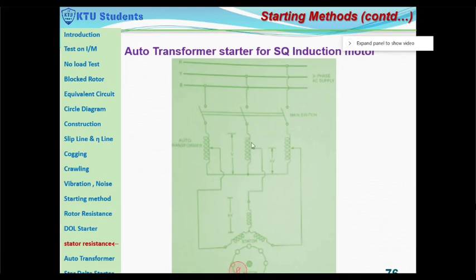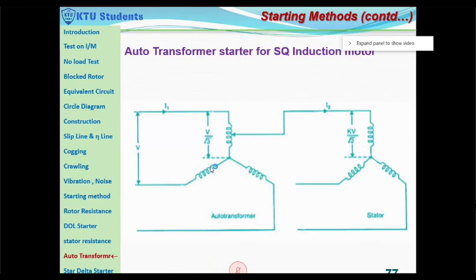When you are going to the auto transformer starter, you can see the auto transformer is connected. So you can tap this one. Different tappings can be provided to reduce the voltage, and you will get a fraction of the voltage. Thus you can control the current. Here you have the auto transformer V by root 3. If you have different tappings, then you will get a K V by root 3 factor.